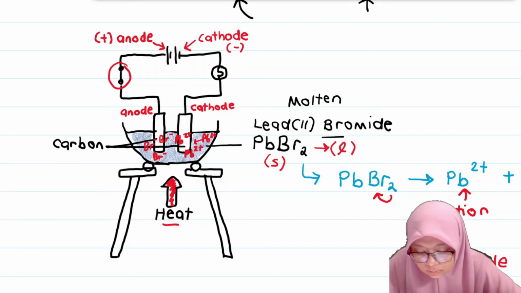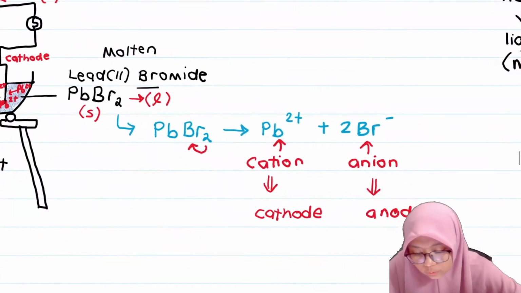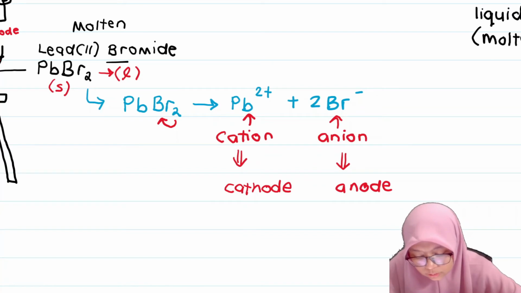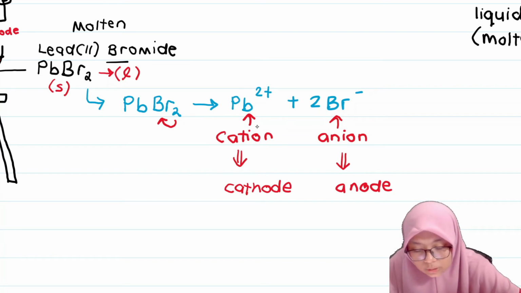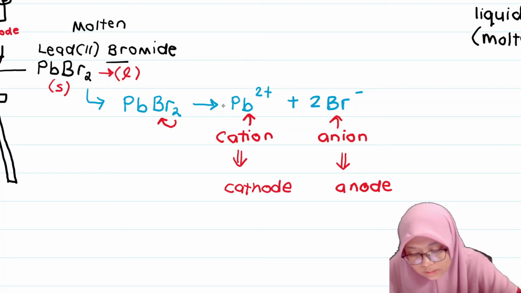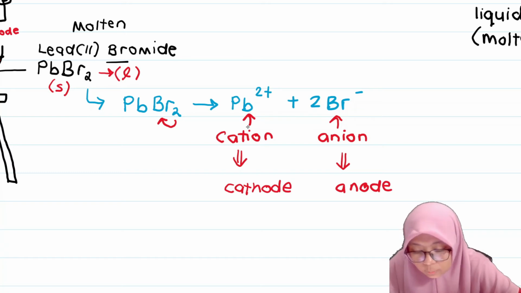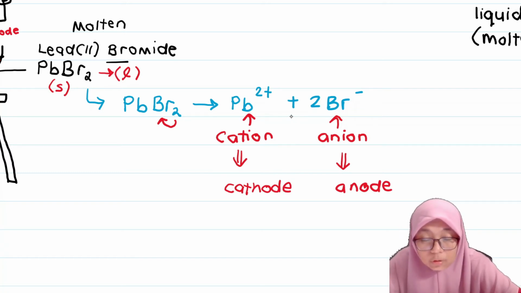So what happened next? Of course, this is a redox reaction. An oxidation and a reduction reaction will happen. The question is, which ion will undergo oxidation and which ion will undergo reduction? If you look at the cation and the anion here, you have to decide which ion will undergo oxidation, which ion will undergo reduction. As you already learned before, the lead 2+ ion is a positive ion. Can a positive ion release electron? Of course not. A positive ion always accepts electron.